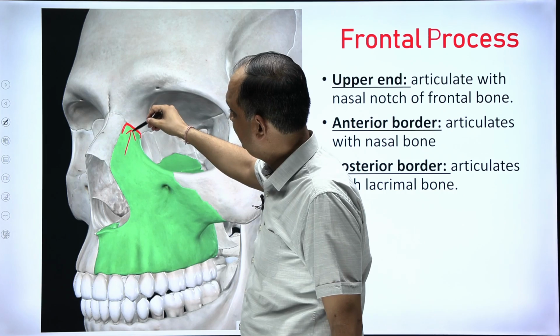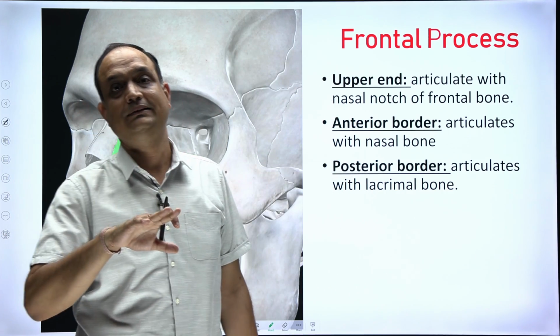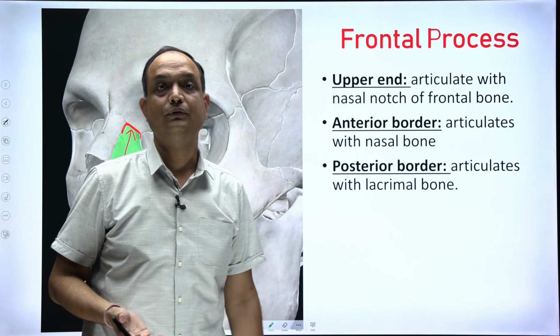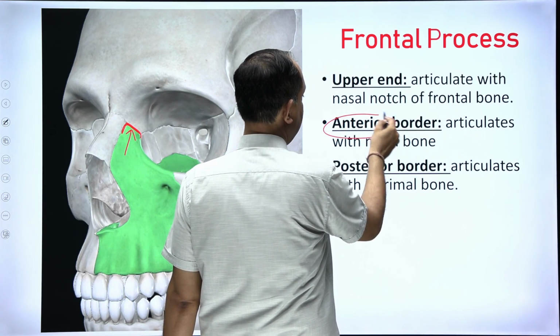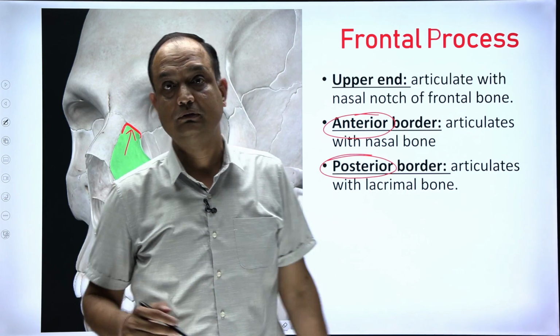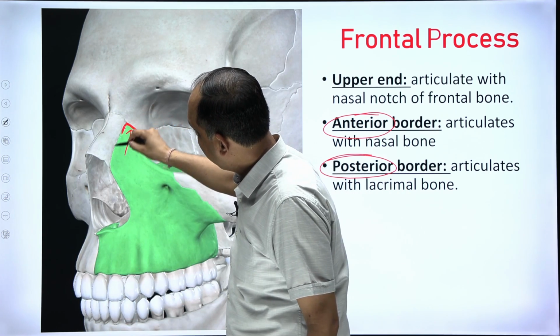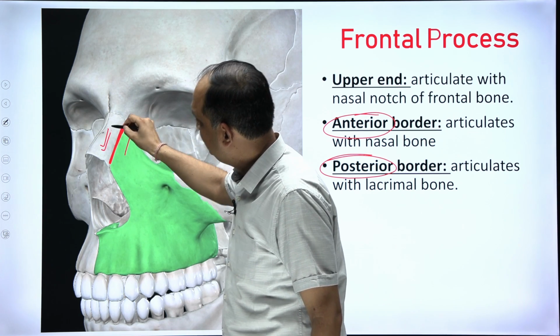Now this frontomaxillary suture is an area where the frontal process of the maxilla articulates with the frontal bone. Now when you see the borders, there are two borders, the anterior border and the posterior border of the frontal process. Now this is the anterior border, and this anterior border is articulating with the nasal bone.